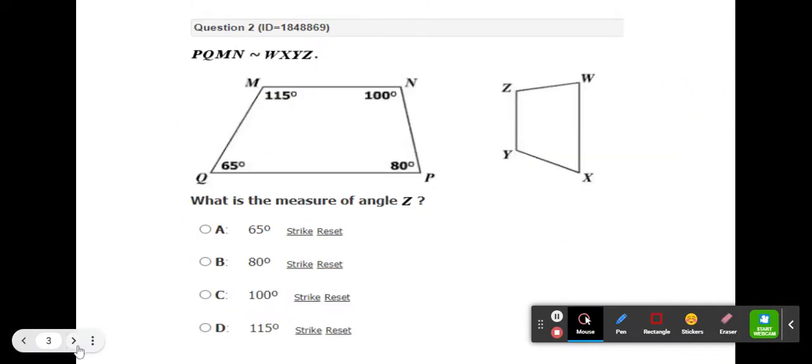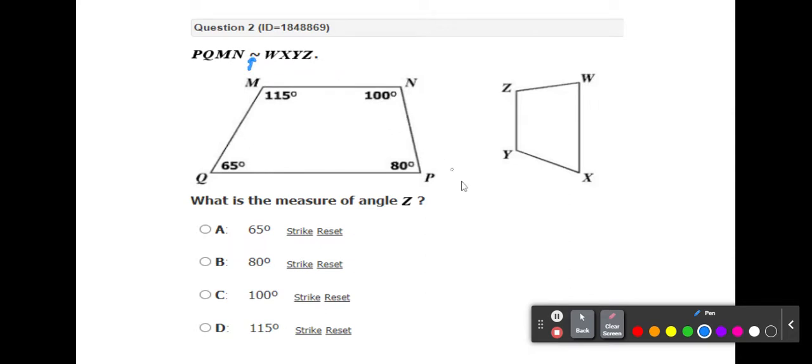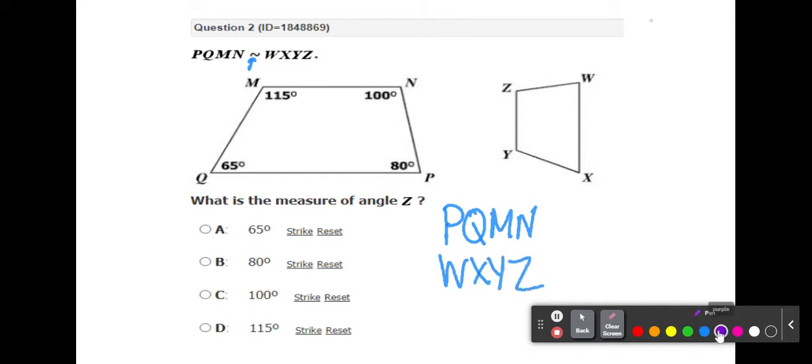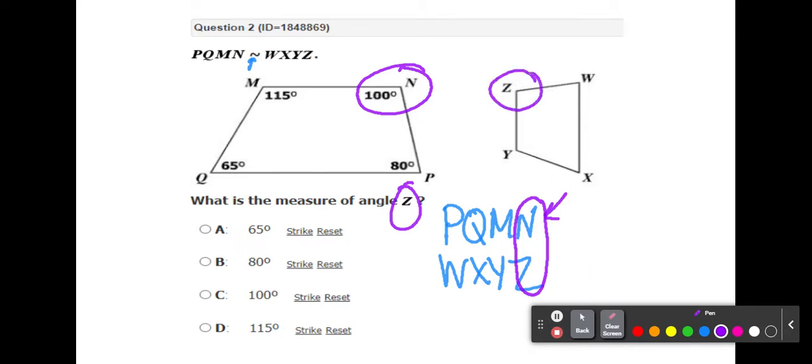Okay, question 2. PQMN is similar to, that symbol is similar to WXYZ. So PQMN. Okay, now which angle am I looking for? Z. And Z matches up with N, and they are congruent. Even though this figure is bigger, the angles are the same. So Z is with N, and N is 100, which means Z will also be 100. So that answer is C.